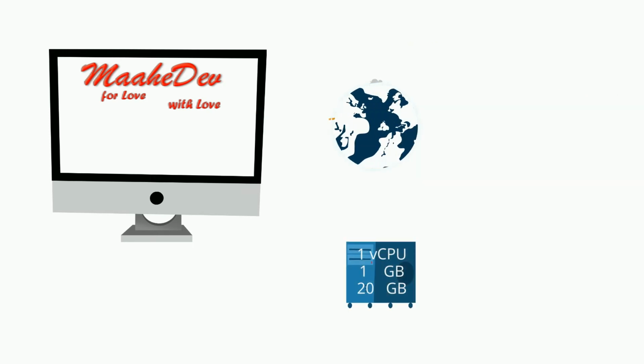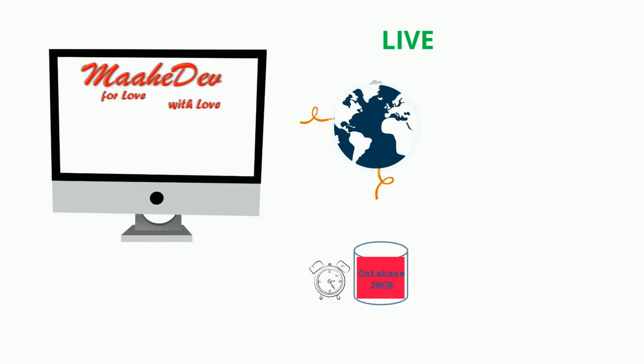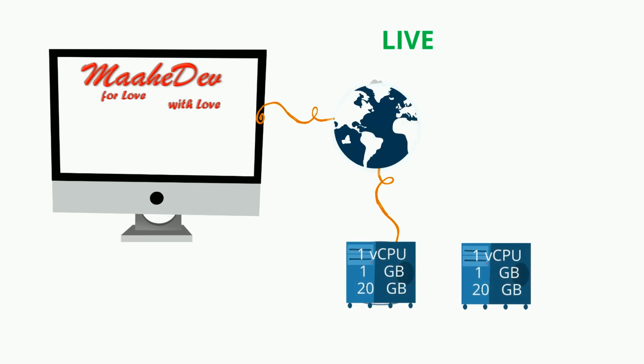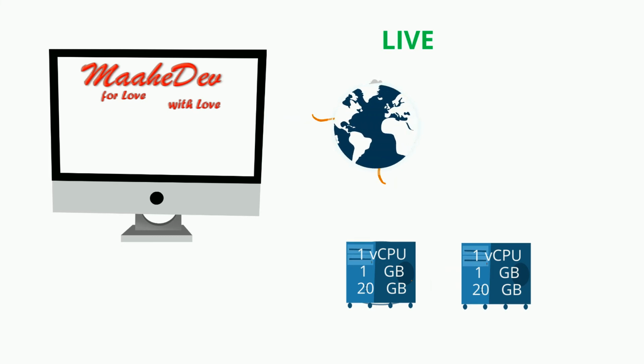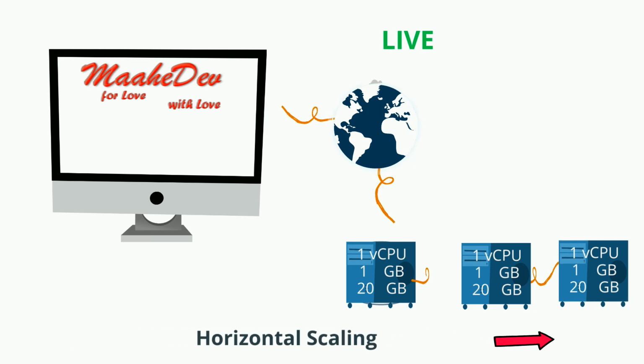Okay, with the same setup, now let's say my database is running out of space and I wish to upgrade. I can simply add another database, and without any downtime, my website will be live all the time. This way, if I wish to add another one, I can simply connect and add another one without going down. This is called horizontal scaling, also called scale out.